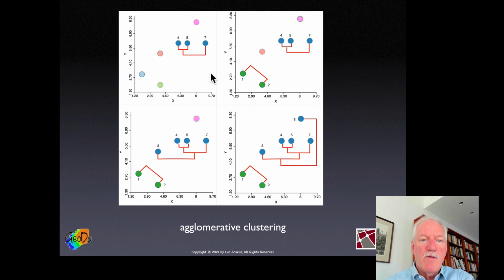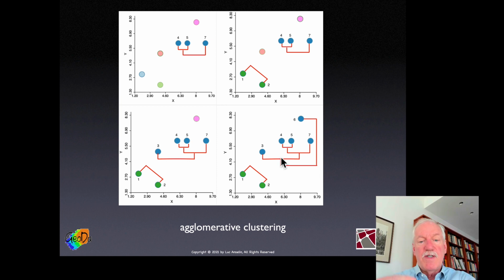So as it turns out, 7 is the closest, so we group 7 with 4 and 5. Then at the next stage, and this is all worked out in the lab notes with some detail, we group 1 and 2. At the next stage, we put 3 together with 4, 5, and 7. And then finally, we add 6 to 3, 4, 5, and 7.